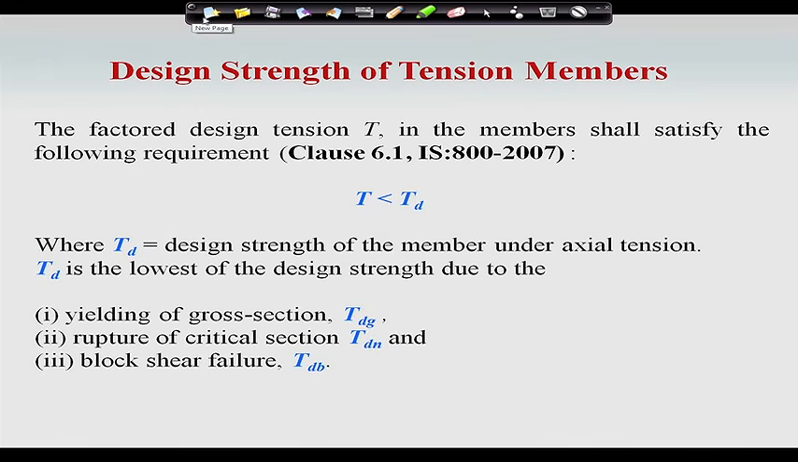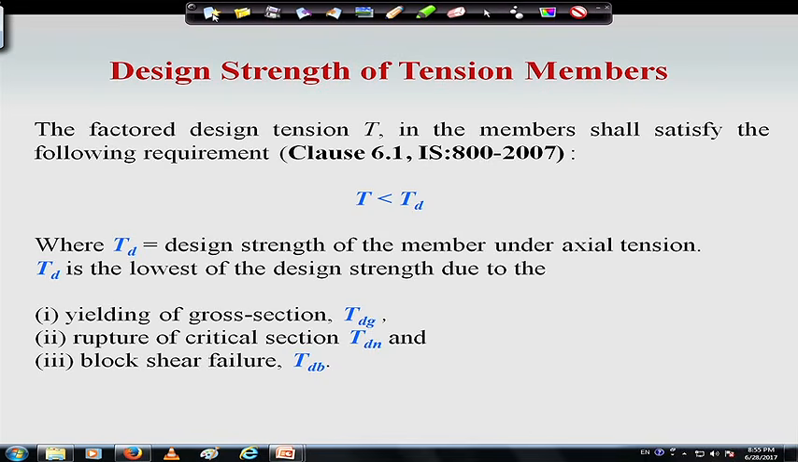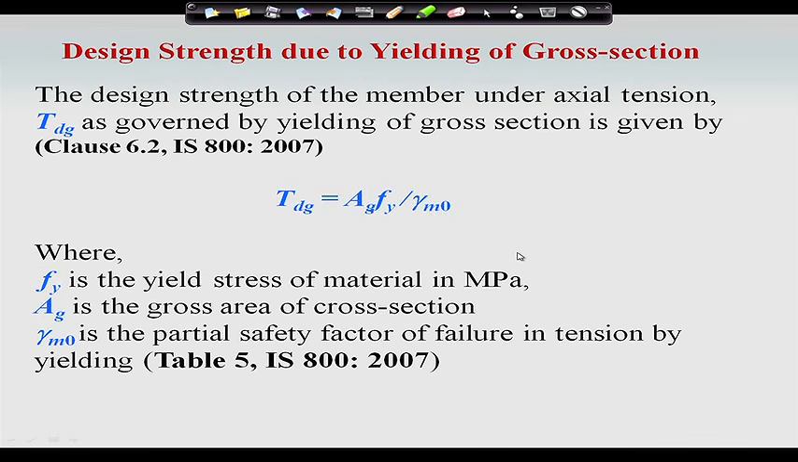So, if I see quickly the design strength calculation for a tension member, these 3 criteria we have to calculate. One is yielding of gross section, then rupture of critical section, and block shear failure. The least of these 3 will be the design strength of the member, and the factored design tension should be less than that design strength.